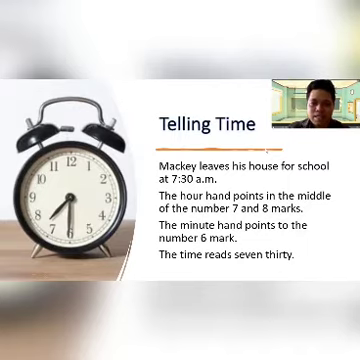So look at this example. Maki leaves his house for school at 7:30 a.m. The hour hand points in the middle of the number 7 and 8 marks. The minute hand points to the number 6 mark. Therefore, the time reads as 7:30.